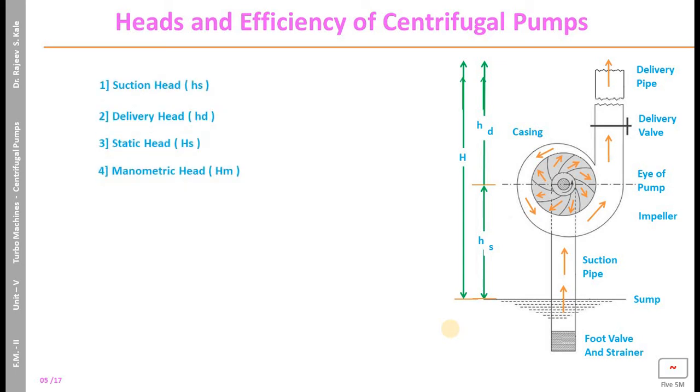Now, there are various heads: suction head, delivery head, static head, manometric head. These are important to design the analysis of the pump. Similarly, there are efficiencies: manometric efficiency, mechanical efficiency, and overall efficiency. We will study in detail their mathematical formulation to understand the pump, for required power, for required lift of water. So there are various heads and efficiencies of a centrifugal pump.